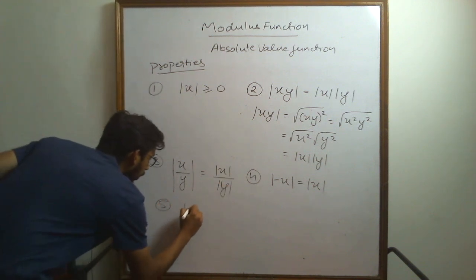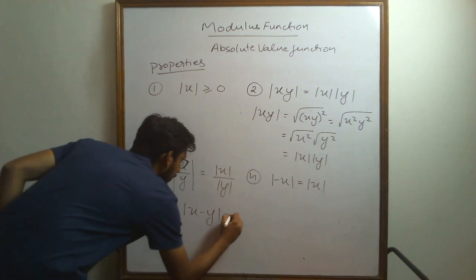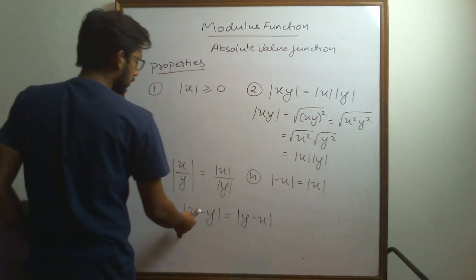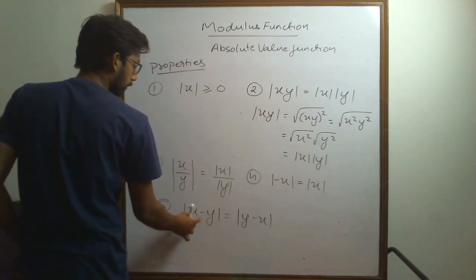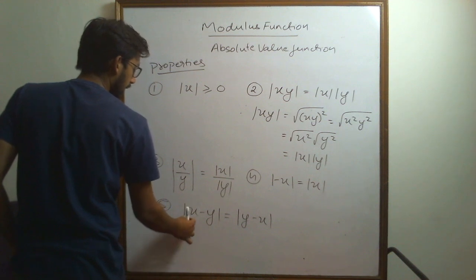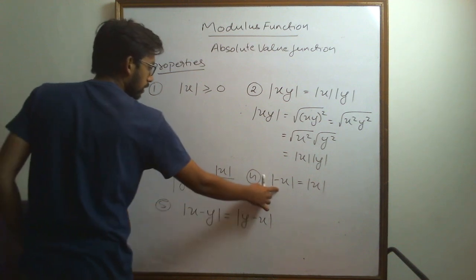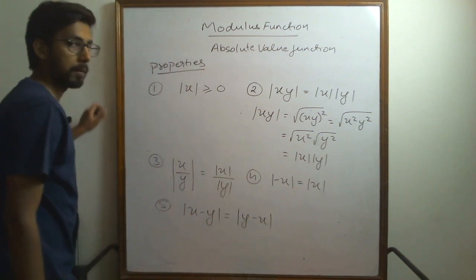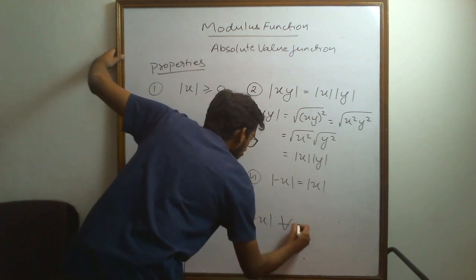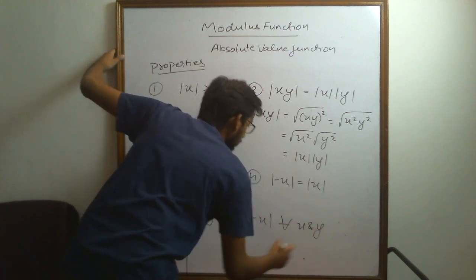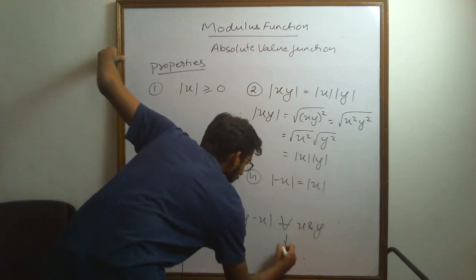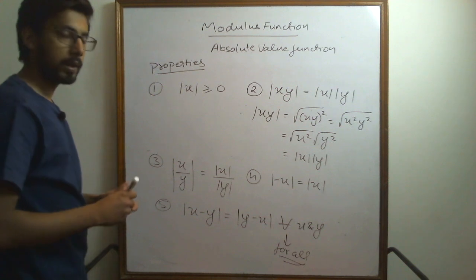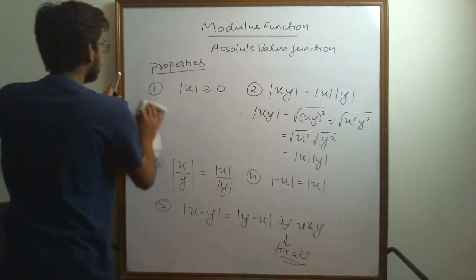Fifth one, mod of x minus y is equal to mod of y minus x. It won't matter if we take a negative outside the modulus, and because of the previous property the negative will be removed and it can be written as mod of y minus x. So this is true for all values of x and y. This symbol stands for all. So start using mathematical symbols as well. Very important.